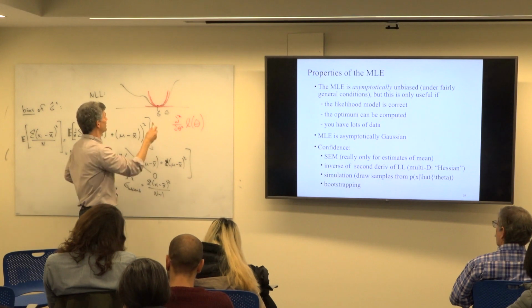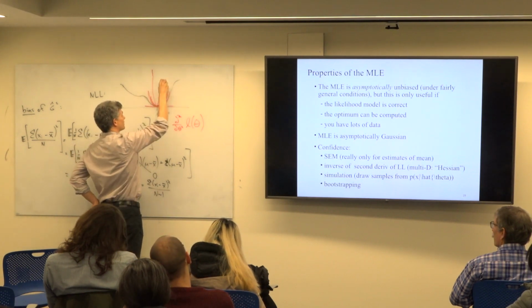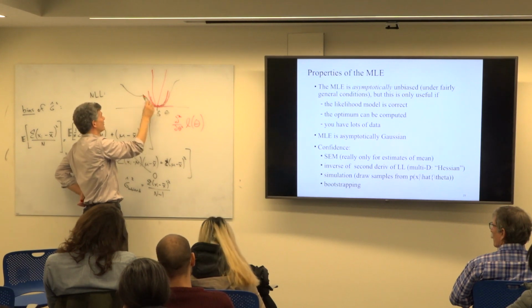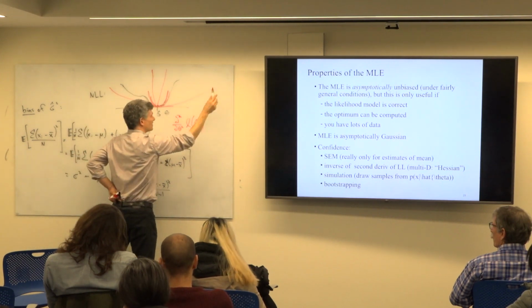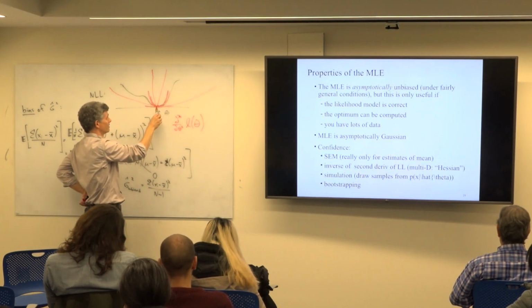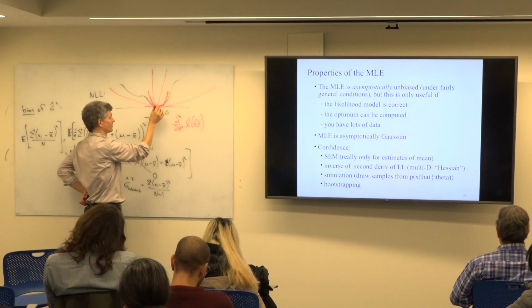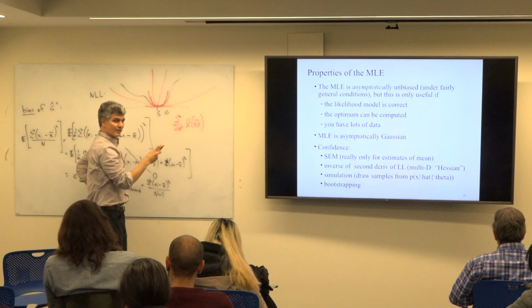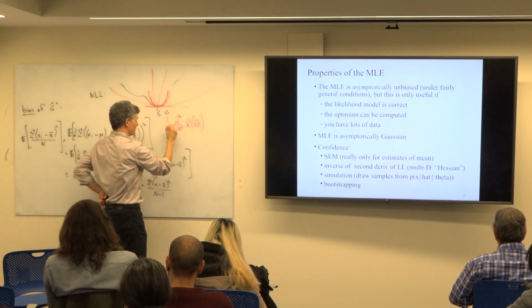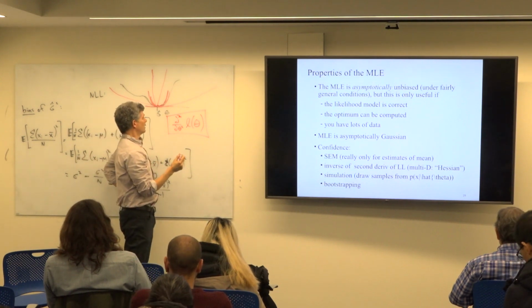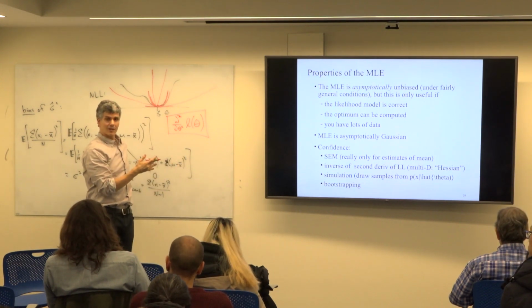Think of it this way. If it's really steep, then I'm really confident about this. This is in a very sharp valley. If it's very broad, I'm not so sure. Like this can flop all over the place because the difference between the negative log likelihood here and over here is not very much. So the idea is you can measure this quantity, the second derivative of the negative log likelihood, and use that as an estimate of variance.